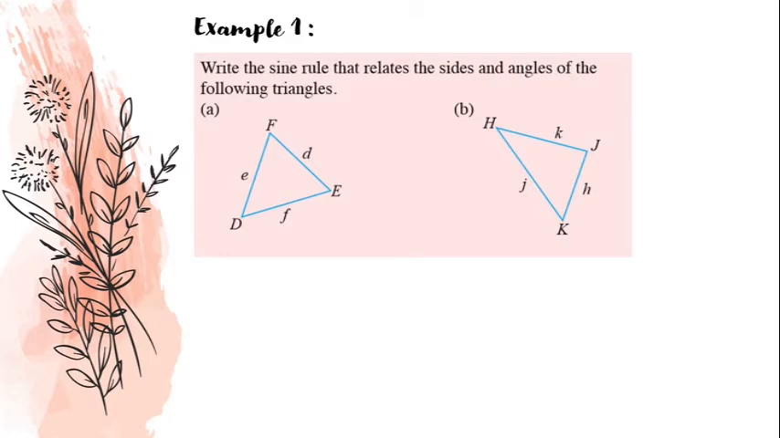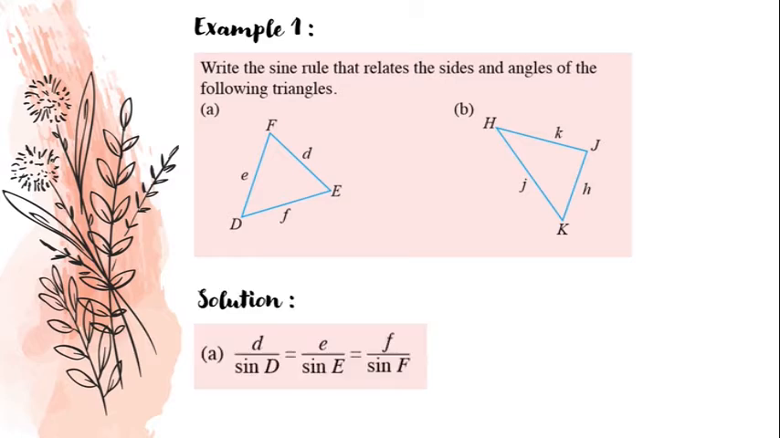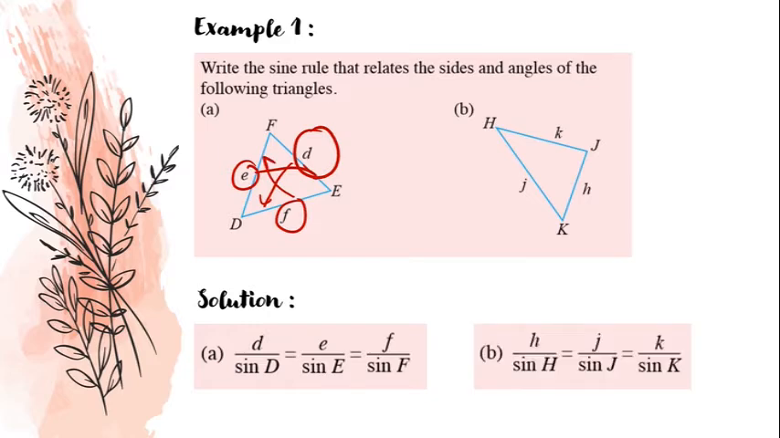Example 1. Write the sine rule relating the sides and angles of the following triangles. We have two triangles here. The solution for the first one: D over sine D is equal to E over sine E is equal to F over sine F, where the length D is opposite the angle D, and so on. The solution for the second one: H over sine H is equal to J over sine J, which is also equal to K over sine K.